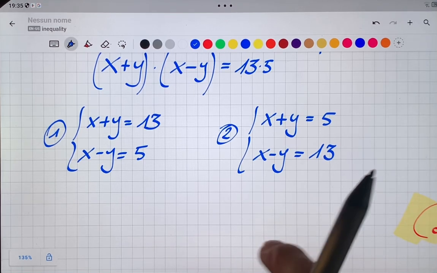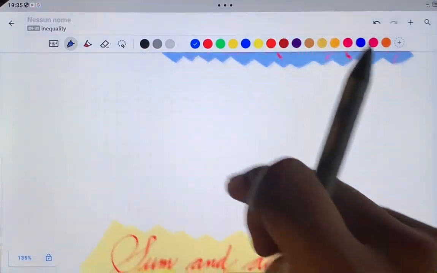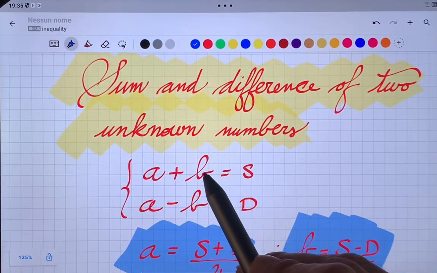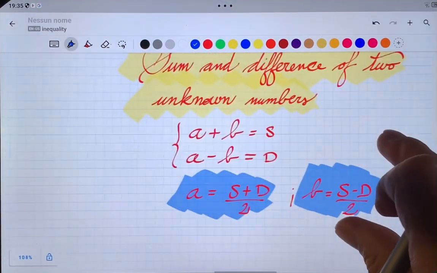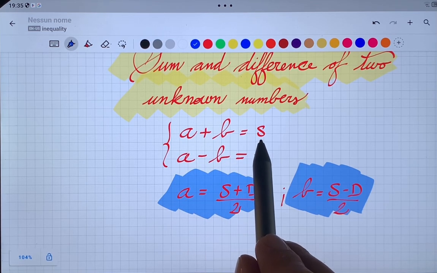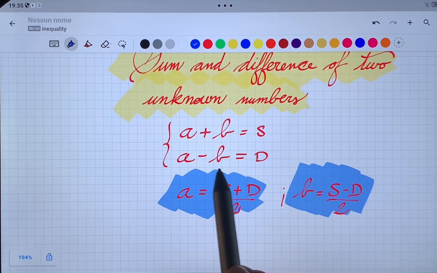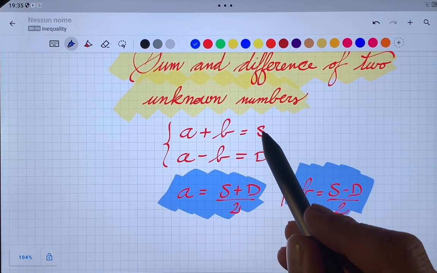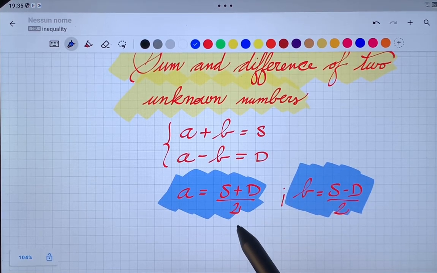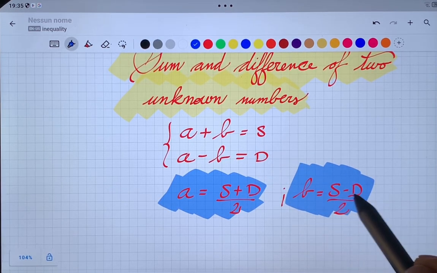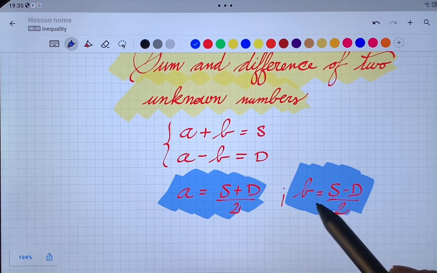Now, there's a property that you should know. Anytime you have the sum and the difference of two unknown numbers, you can find those two numbers by applying this formula. In our case, a plus b is equal to s, the sum, and a minus b is equal to d, the difference. So a is equal to s plus d divided by 2, and b is equal to s minus d divided by 2.